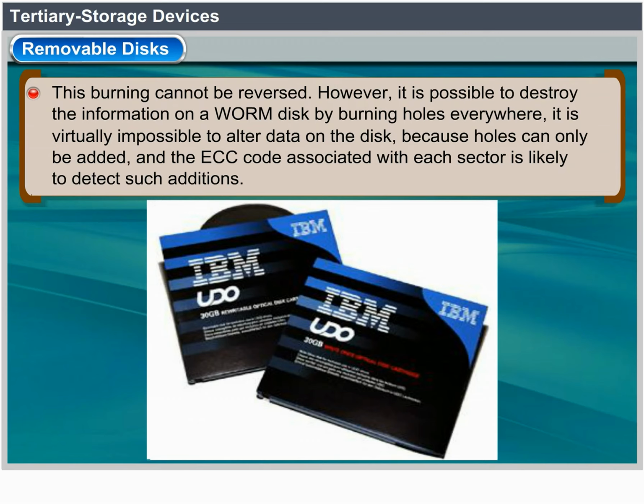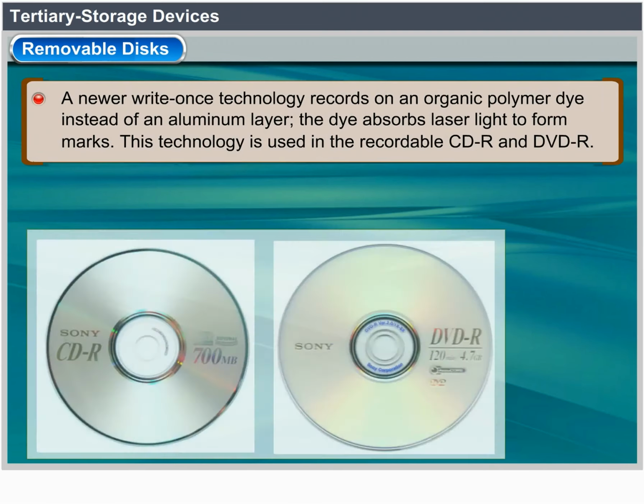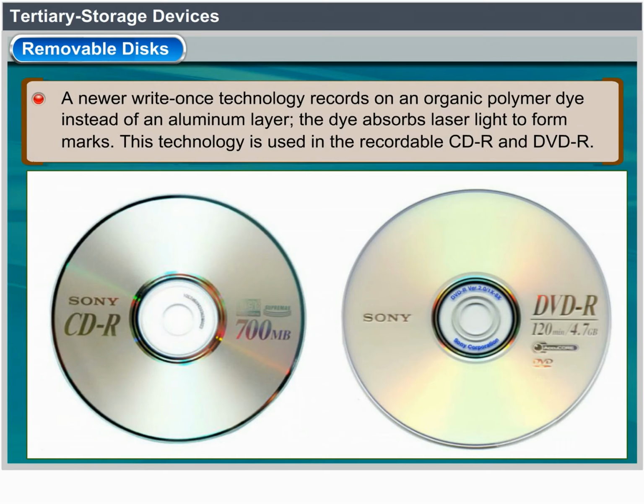WORM disks are considered durable and reliable because the metal layer is safely encapsulated between the protective glass or plastic platters, and magnetic fields cannot damage the recording. A newer write-once technology records on an organic polymer dye instead of an aluminum layer. The dye absorbs laser light to form marks. This technology is used in the recordable CD-write and DVD-write.